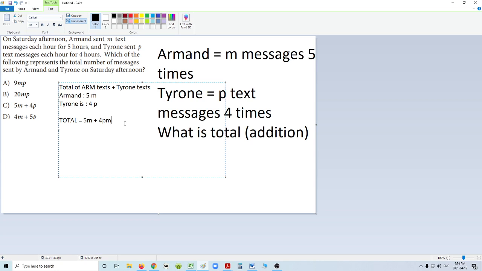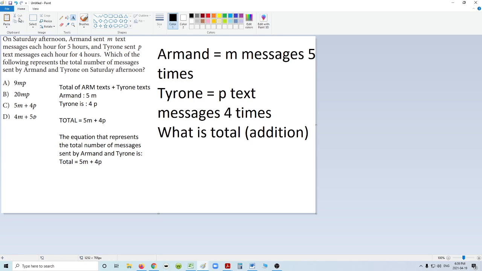Now multiple choice is easy because you just circle it. But in text questions, you would then say the equation that represents, notice I'm answering the last question, the total number of messages sent by Armand and Tyrone is total equals 5M plus 4P. Well, 4P. So see, right there, I see that I've made a mistake up there. That M snuck in, 4P. So that was how you answer it.